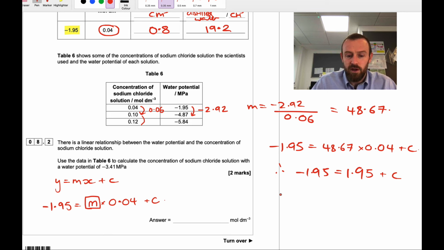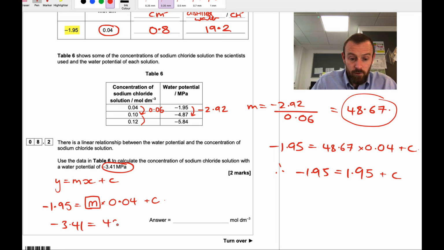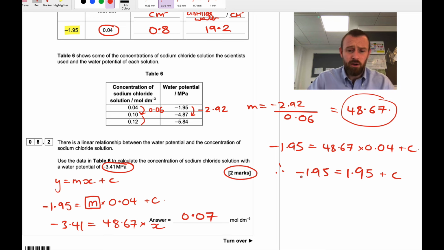So now we're trying to work out minus 3.41. We just do minus 3.41 equals 48.67 times x. Then we just divide both sides by 48.67. 3.41 divided by 48.67 equals 0.07. That took a lot of work for 2 marks, I think, but I hope that's the right answer.